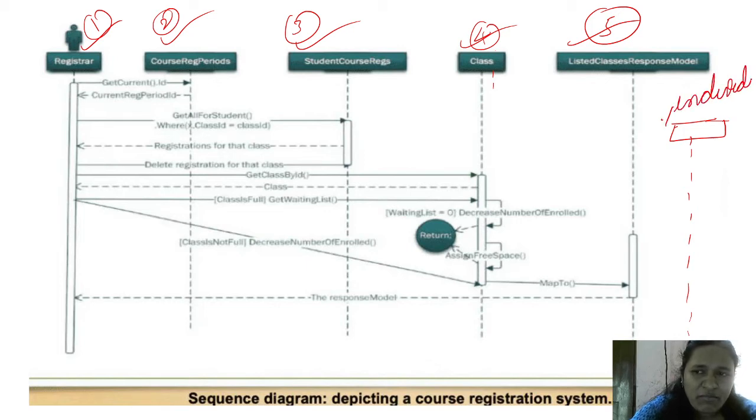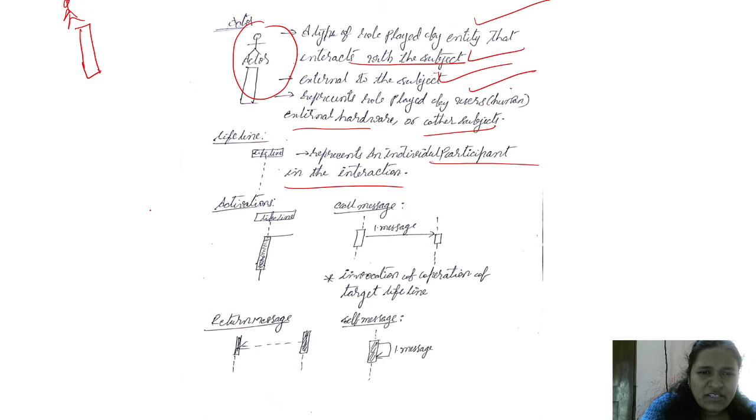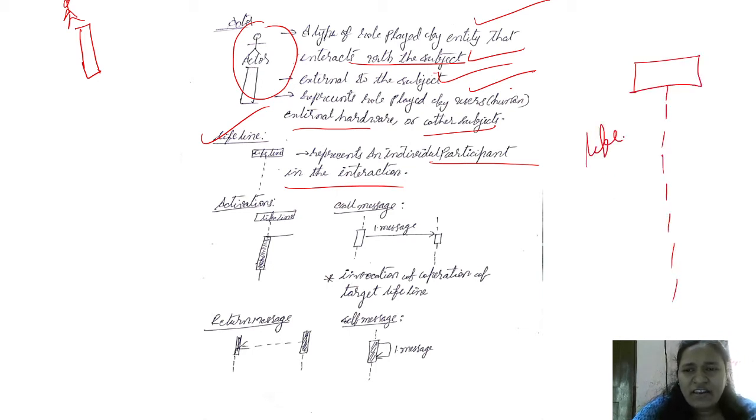A lifeline represents an individual participant in the interaction. This is called a lifeline, an individual participant in the interaction. Next, what is activation?